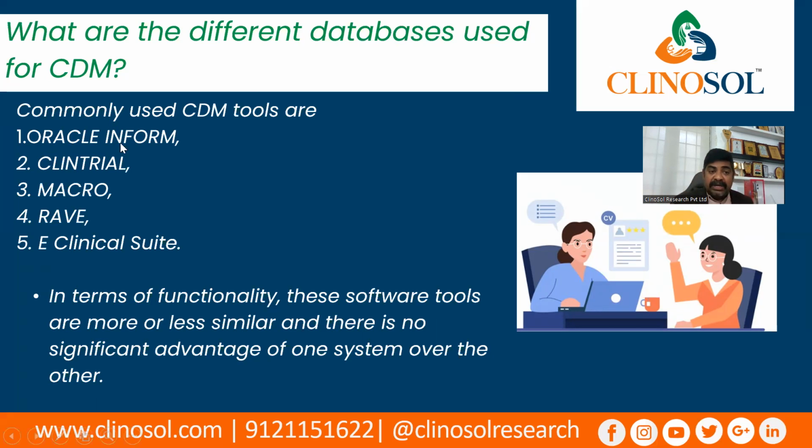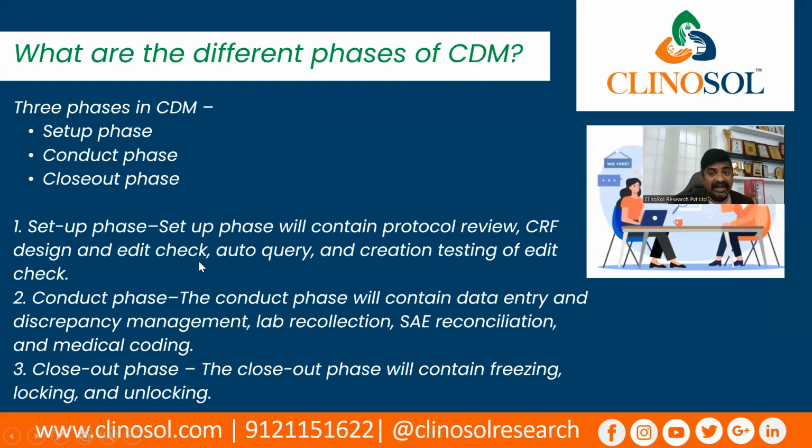Now there are different databases. One is Oracle InForm, ClinTrial, Macro, Rave, eClinical solutions. In terms of functionality, these software tools are more or less similar, and there is no significant advantage of one system over the other. It's just the look and feel of the system which is being used, and the reporting tools and the outcome of the data being produced that are taken into consideration. So there are different databases. If anyone asks what are the different databases used in clinical data management, the first is Oracle InForm, the second is Rave, and the third is ClinTrial and eClinical Suite.